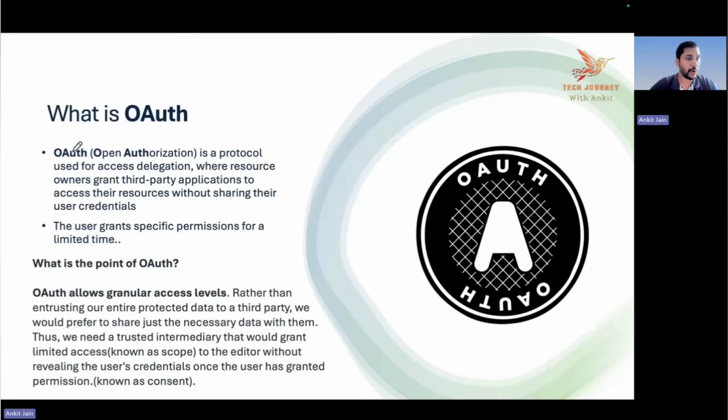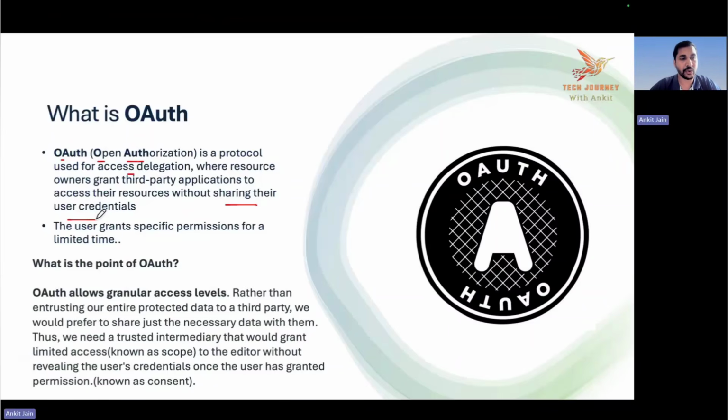Okay, so what is OAuth? OAuth is very simple. It stands for open authorization. It's a protocol. Protocol means nothing but the rules where you define the access delegation, where resource owners grant the access to the application to access their resources. And the good part here is you don't have to share your credentials.